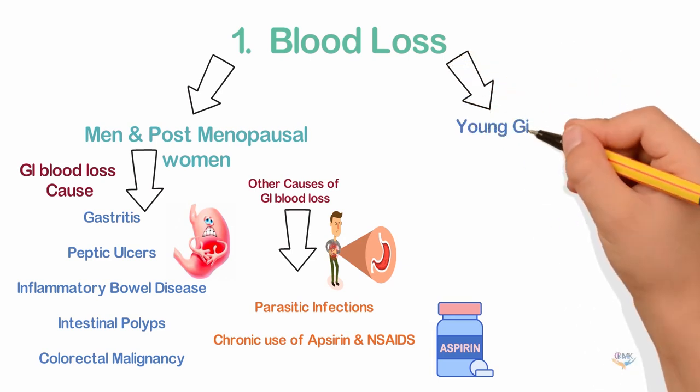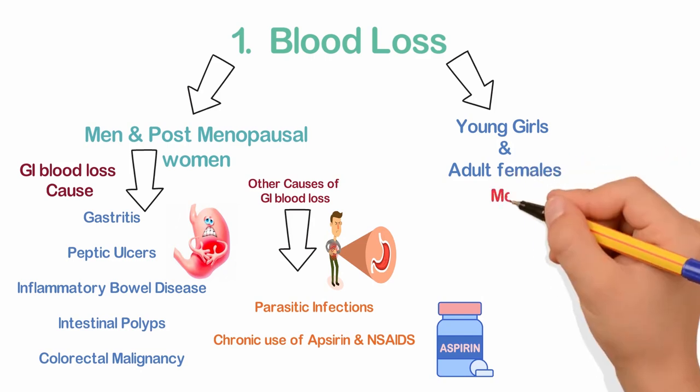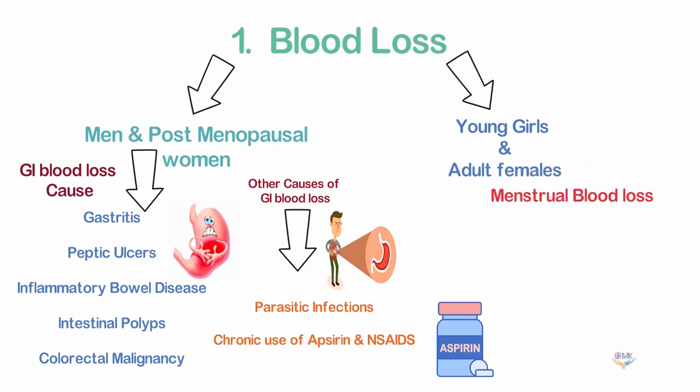Second category is young girls and adult females. Menstrual blood loss is the main cause here.